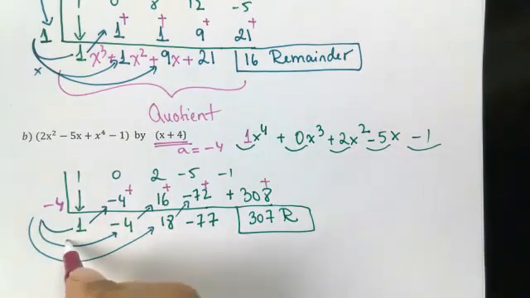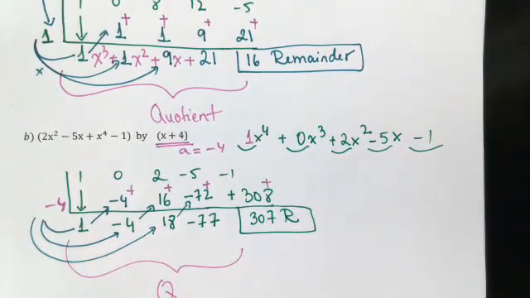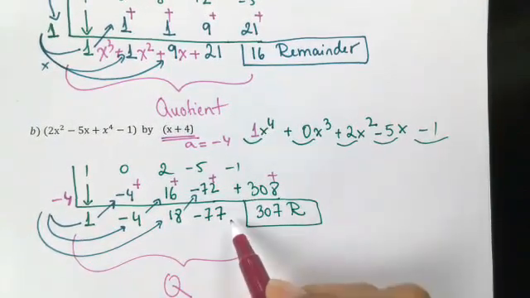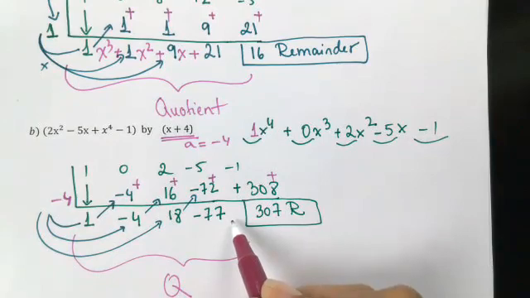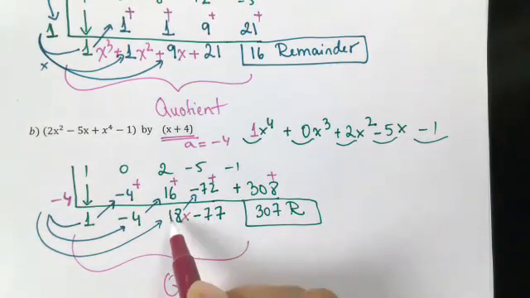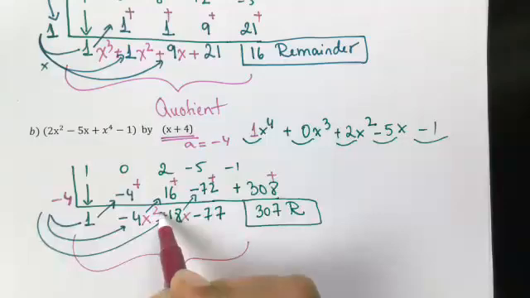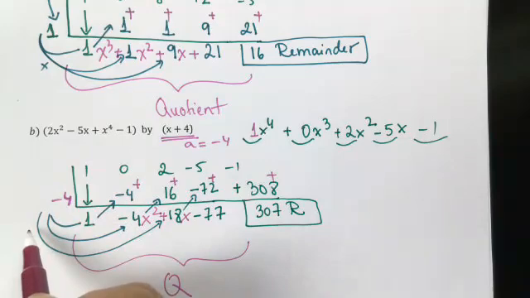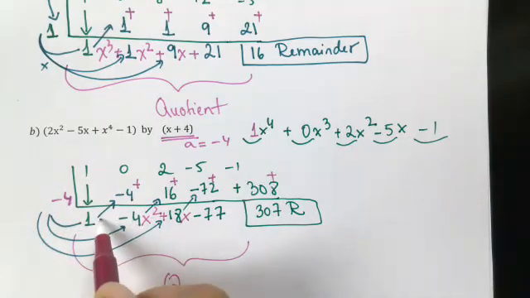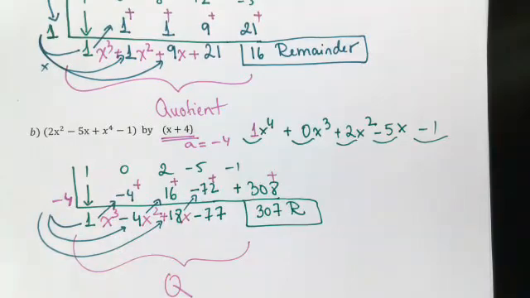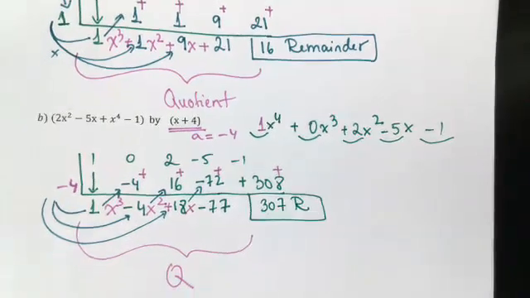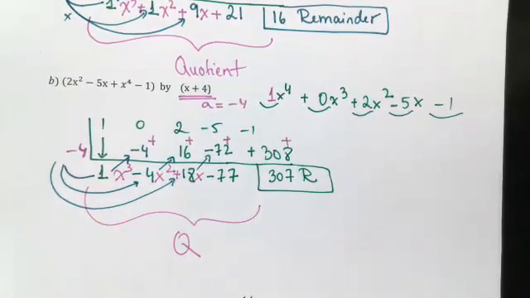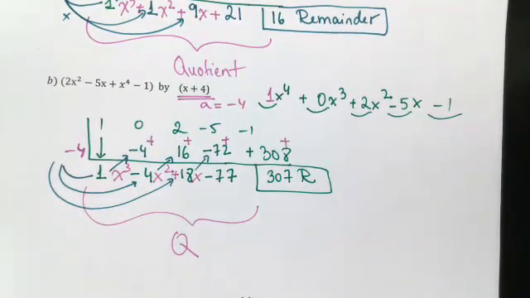The quotient is going to be here, but it's not complete yet. So what do we do? Nothing for the free term. Then x, then x squared. I don't have to do anything to negative 4 because it's already there connecting it to the next term. So it stays as subtract and then x cubed. Our quotient is x cubed minus 4x squared plus 18x minus 77. And the remainder is 307.